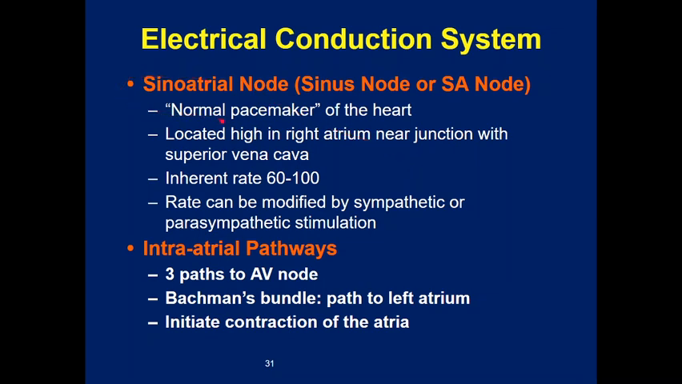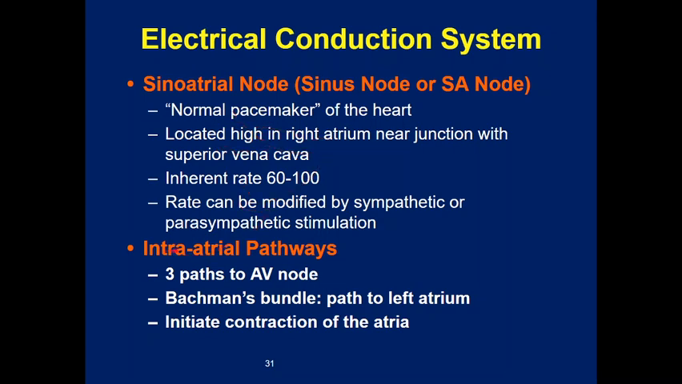So the SA node is the normal pacemaker of the heart. Its inherent rate is 60 to 100. However, it can be modified by the sympathetic and parasympathetic nervous system. So its intrinsic rate, if I cut it out of someone and leave it on the table for a while, of course not forever, it'll beat somewhere between 60 and 100. But in the body itself, it is modulated by the sympathetic and parasympathetic nervous system. It's located near the superior vena cava, where the coronary sinus empties right around there in the right atrium.